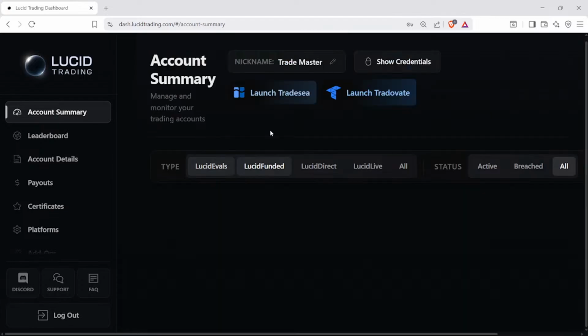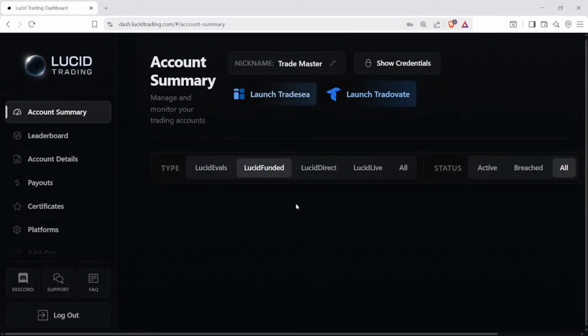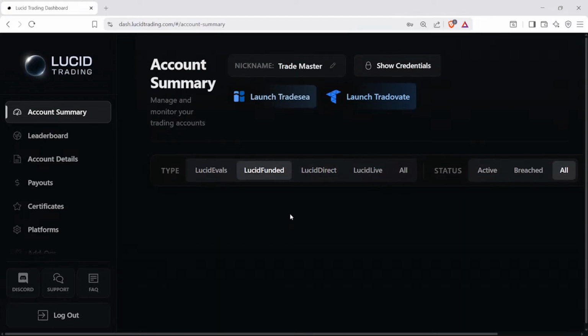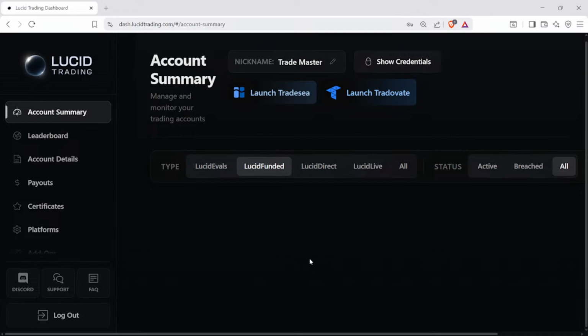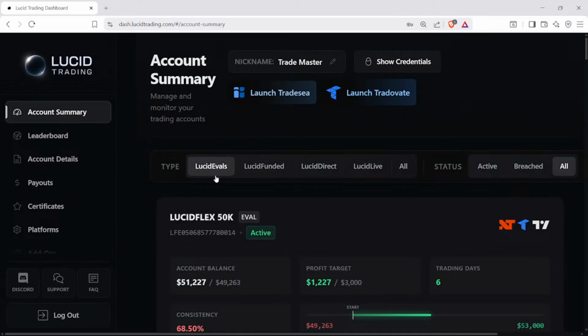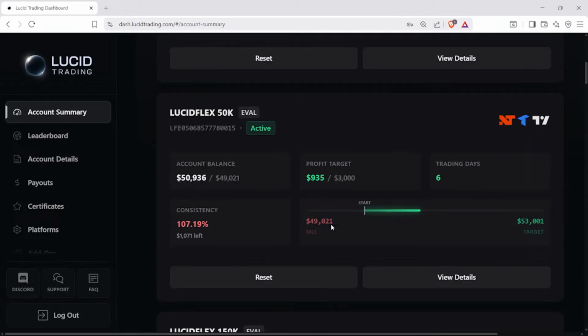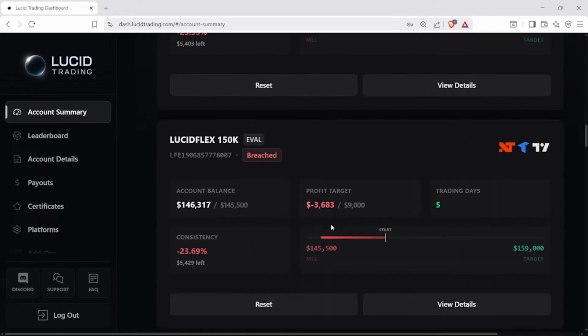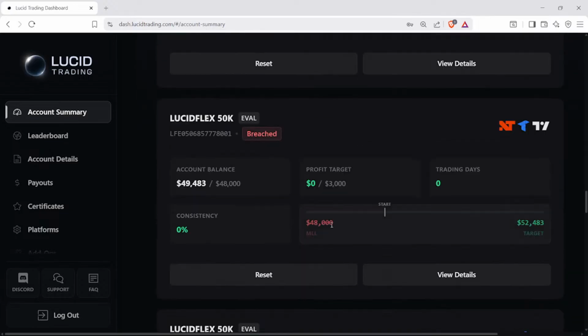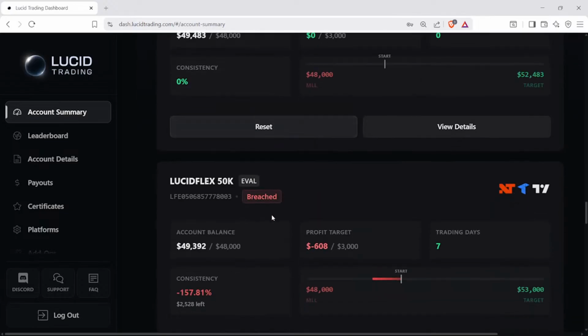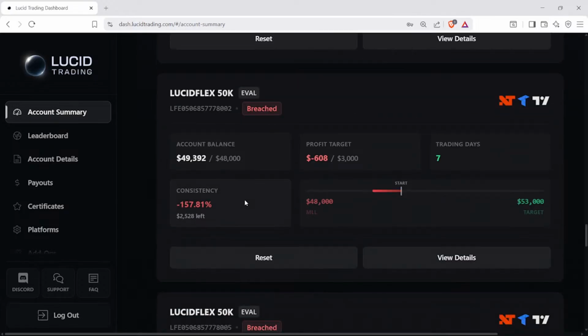So we can go here, Lucid funded, none. I have none, zero, zip. No funded accounts. For Lucid Direct, nothing. Lucid Live, nothing. The only thing I got is Lucid Evals. When you go to all, you're going to see Evals. And yeah, I breached a few of them. $150,000 account, 50,000, with my 150.